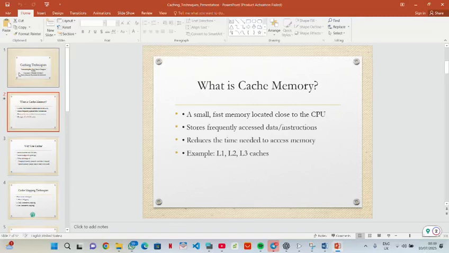So what is cache memory? Let's begin with the basics. Cache memory is a small but very fast type of memory that's located close to the CPU. Its job is to store frequently accessed data and instructions so the CPU doesn't have to wait for the slower main memory every time. This makes programs run faster and more smoothly.